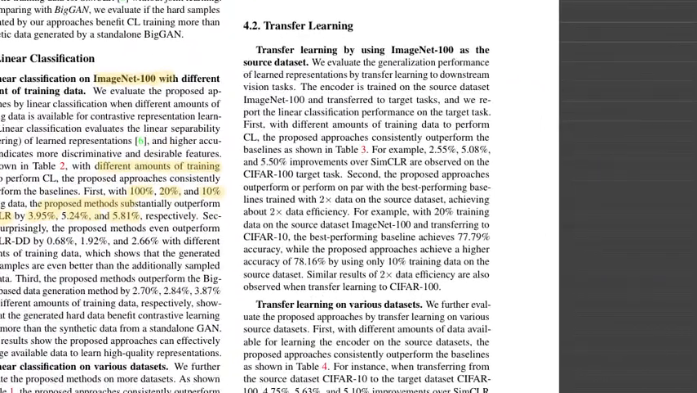The next evaluation method was transfer learning. So they transferred to target tasks by pre-training on ImageNet 100, and then they reported the linear classification performance on the target task. You can see that this way they also discuss the fact that there is a 2 times data efficiency in some cases. And here is an example why.